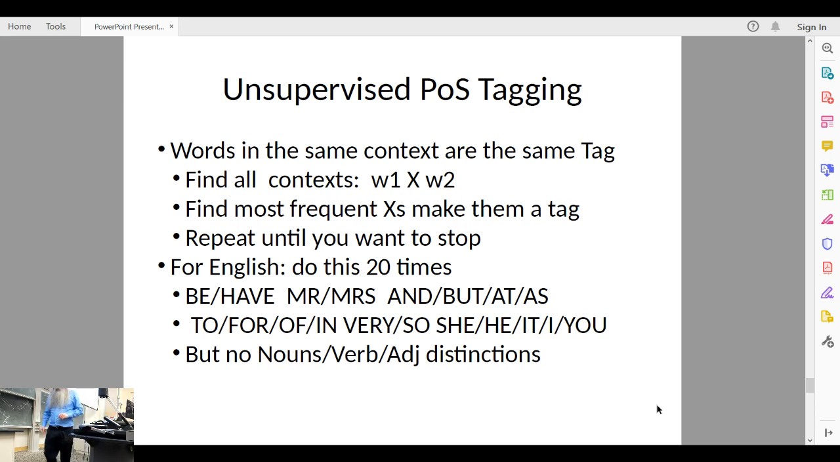Wait, to clarify, what do you define as context again? Say the word before and the word after. You can play with that. You can maybe get rid of morphological variants. You can maybe take two words before, two words after. It'll depend on the language and the complexity of what you could do for that.